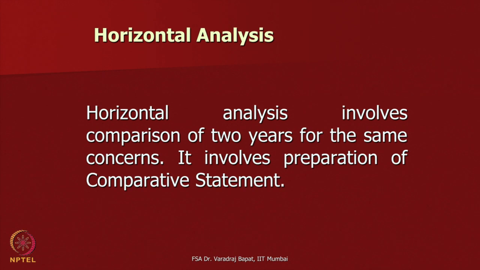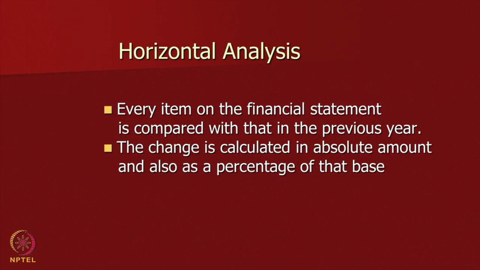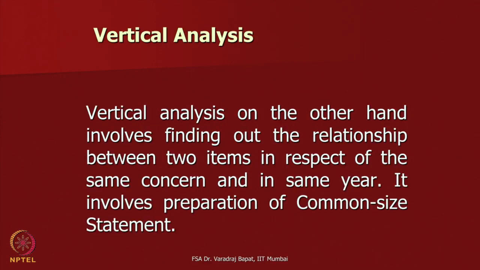Now, as the name suggests, in horizontal analysis, we compare. So, we take 2, 3, 4, 5 years of financial statements and convert them into a comparative statement. So, instead of just taking the raw figure, we convert it into a comparative statement and then compare it over a period of time. Every item is compared with the previous year and the change is calculated as an absolute amount and as a percentage to that base.